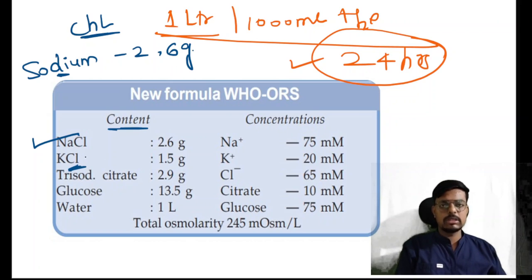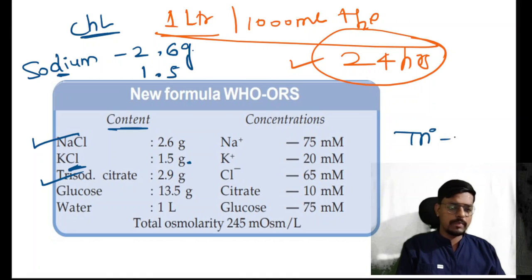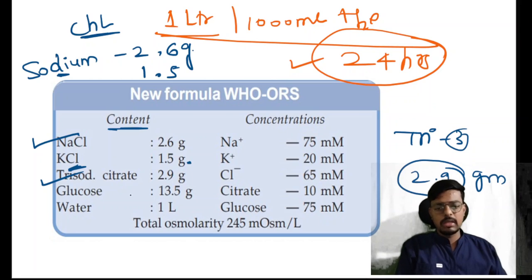Then what about KCl? Deduct 1 from the 2, that is 1, and deduct 1 from the 6, that is 5, meaning 1.5 gram of KCl will be there. Then come to the trisodium citrate. Tri stands for 3, so we can write 3 as 2.9. So 2.9 gram of trisodium citrate is there. Then glucose in the form of dextrose is 13.5 gram. You have to remember, we have to dilute it in 1 liter of water. So this is the content of the ORS.